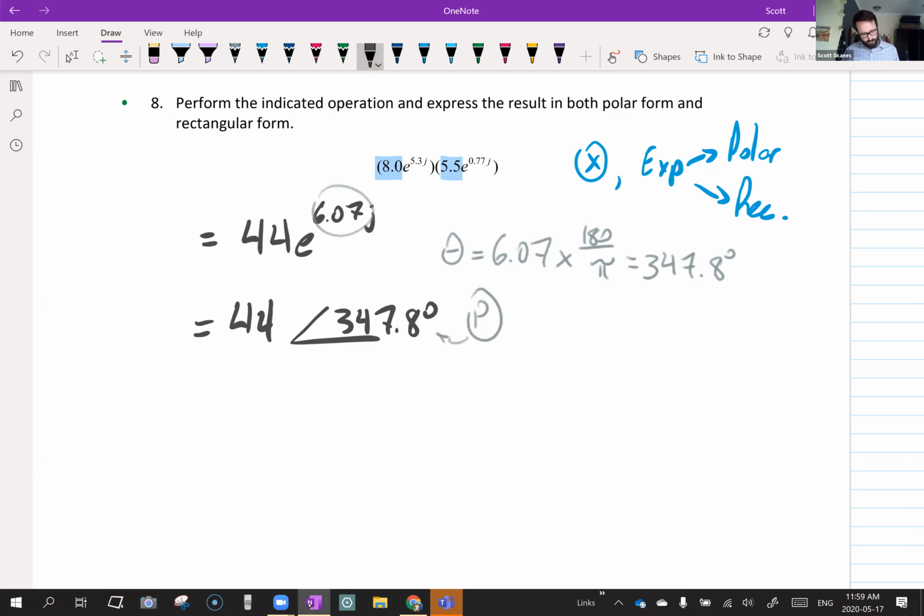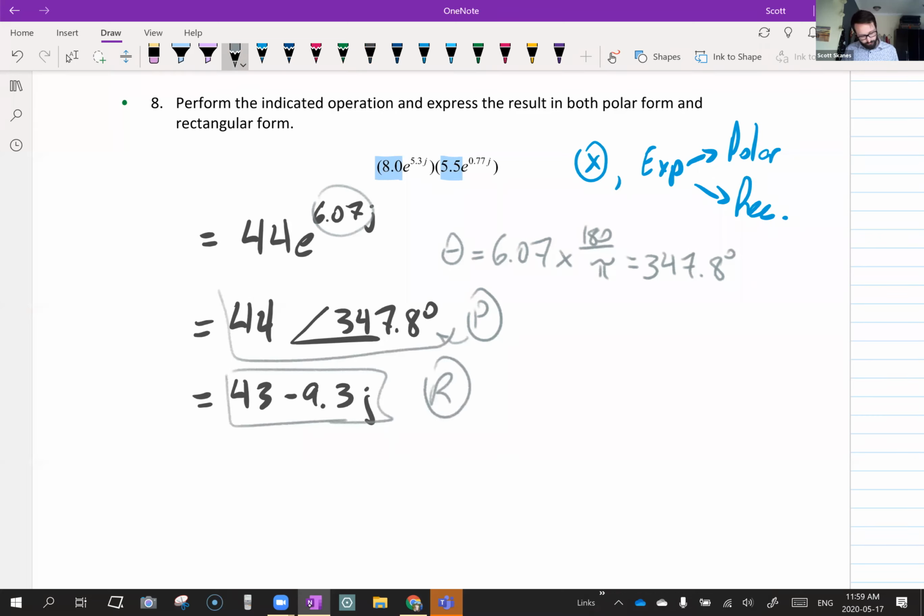If I want it in rectangular form, I just multiply by cosine of the angle and multiply by sine of the angle. So 44 cosine 347.8 gives me 43. And then what else do I have? I have 43, and then 44 times sine of the angle is negative 9.3 j. That's my rectangular form.